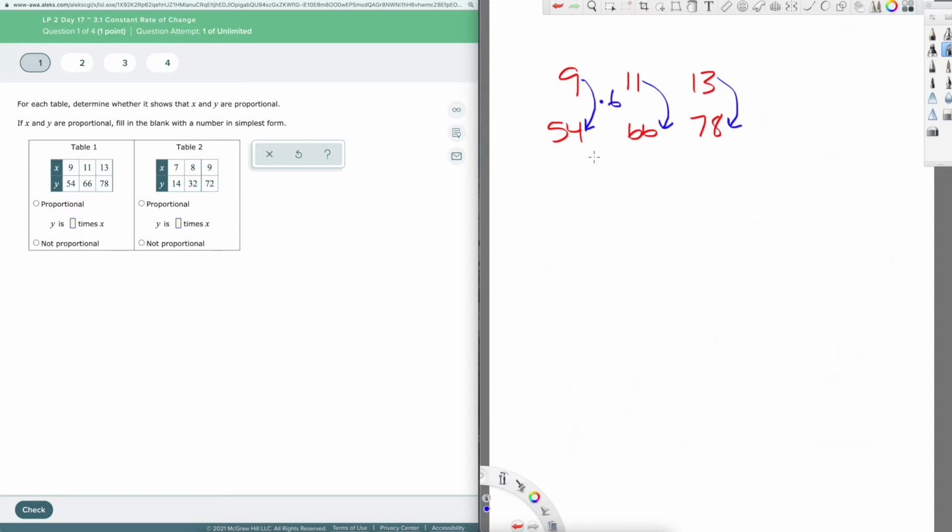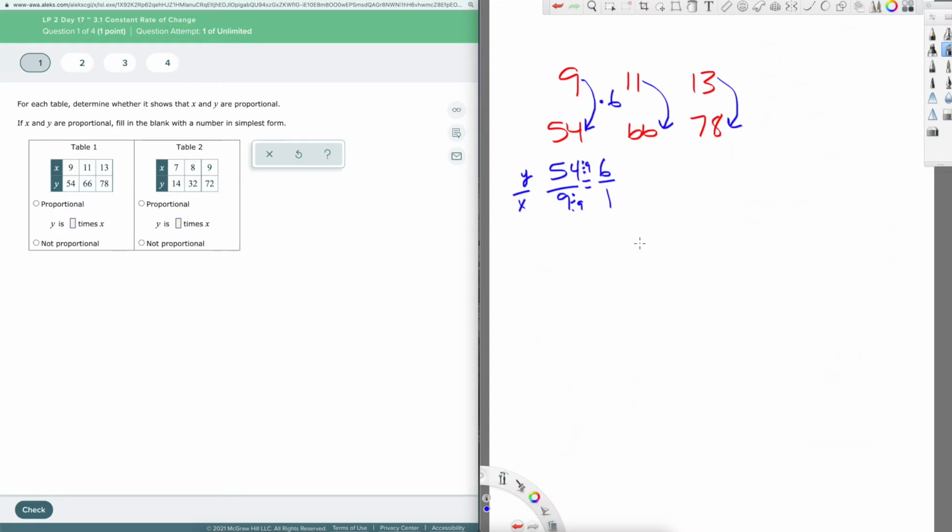And if I tested this and I went 54 over 9, this is the ratio of y to x, then this would give me 6 over 1, because that's what it would reduce into. They can both divide by 9, right? Like this. So 6 over 1.